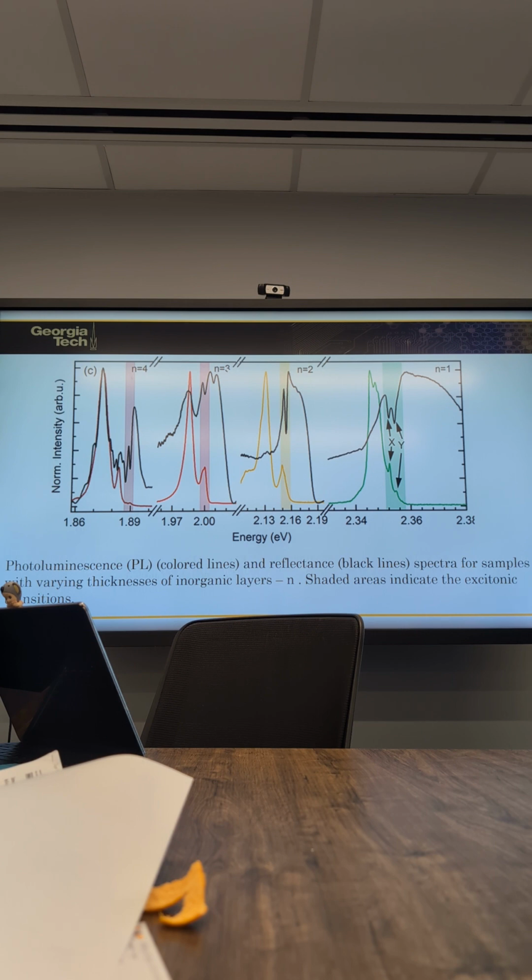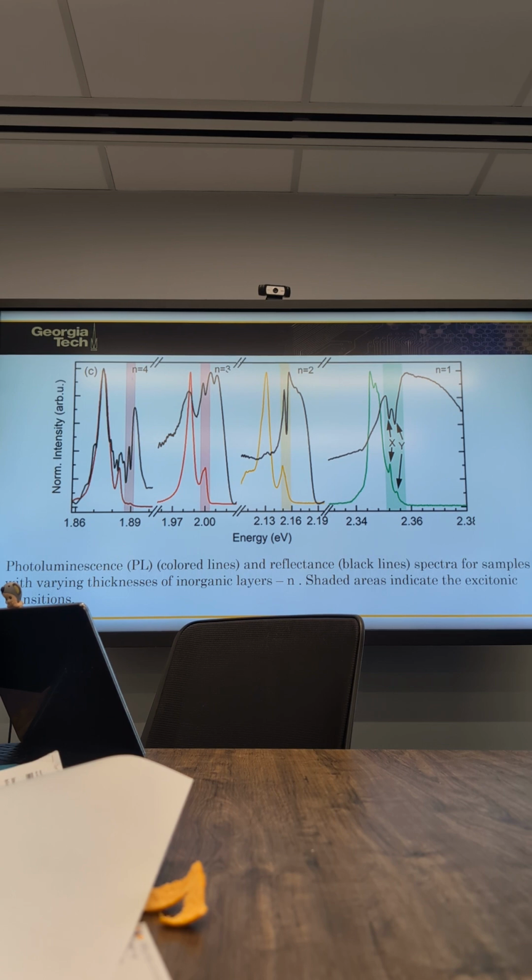Wait, so you're saying as we increase the layers, then there's more quantum confinement? No, if we decrease the layers, we increase the quantum confinement. That makes sense. So if we increase the layers, we decrease the quantum confinement. It's all a band gap thing.